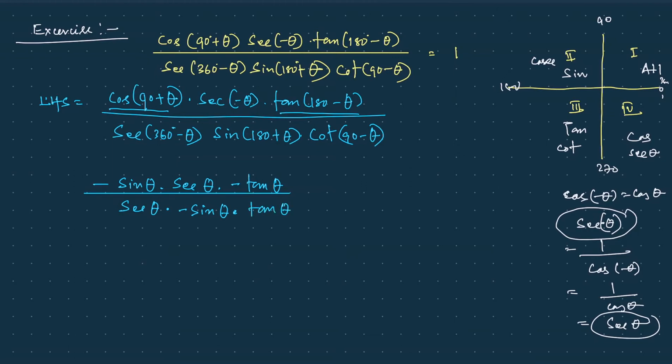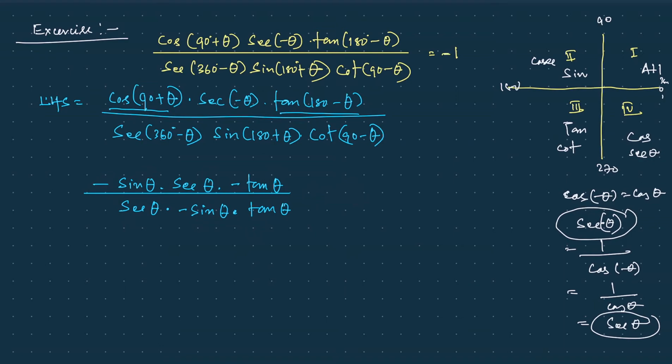Tan theta. Okay. So what happens here, you can see, how much is this going to be? This one will cancel out with this one. Sin will cancel, sec will cancel, tan will cancel. So what remains? Minus 1. Okay, sorry, this one is minus 1, and this one is minus 1.